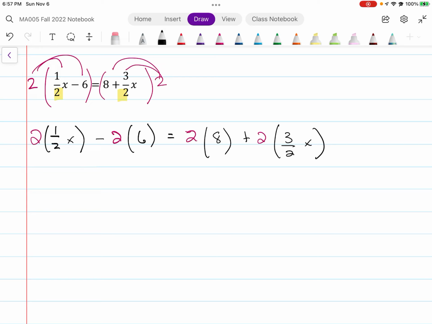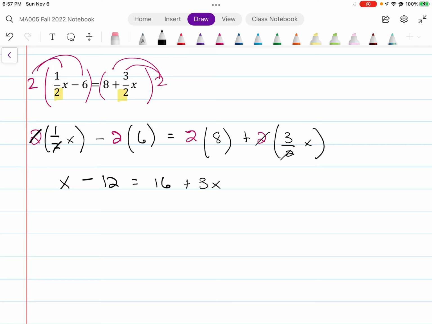All right, 2 times 1/2 is 1. Then I just get x. Minus 2 times 6 is 12. Plus 2 times 8 is 16. Oops, not plus. Equals. And 2 times 3/2, the 2's cancel out, and I get plus 3x.